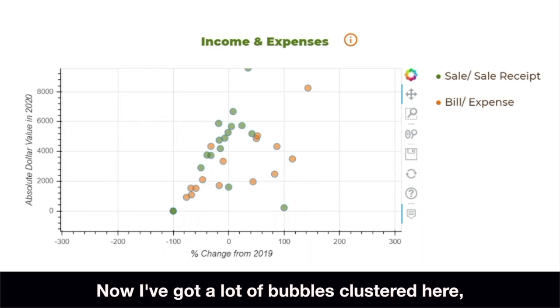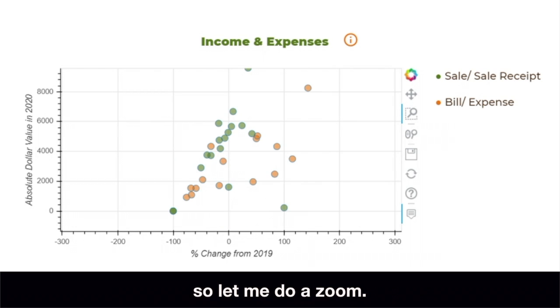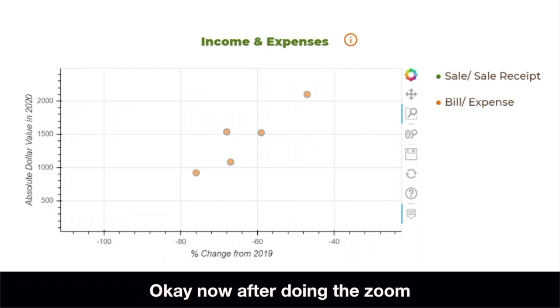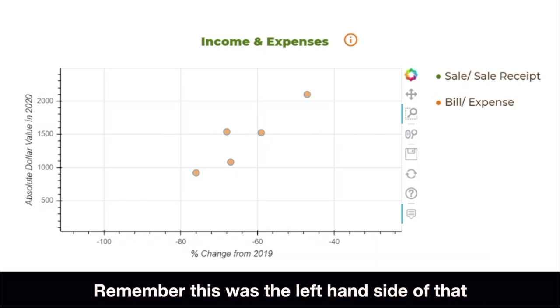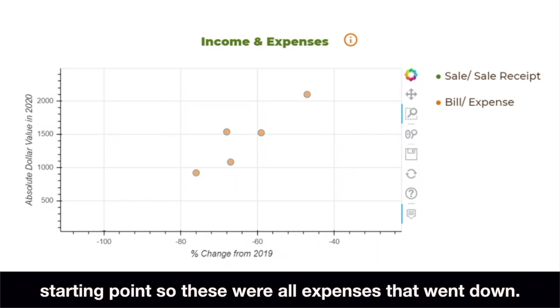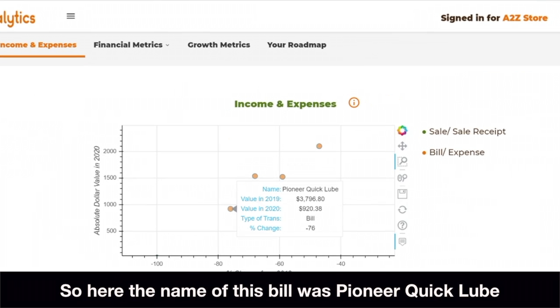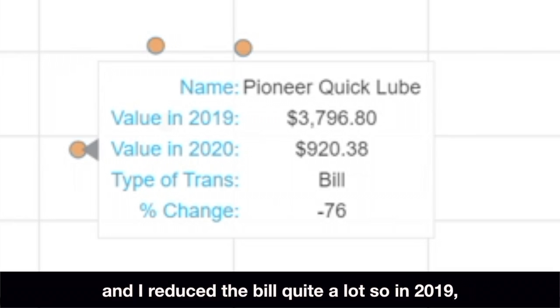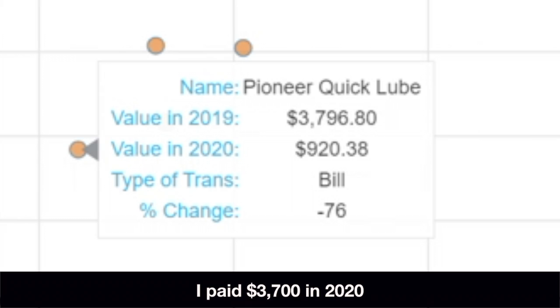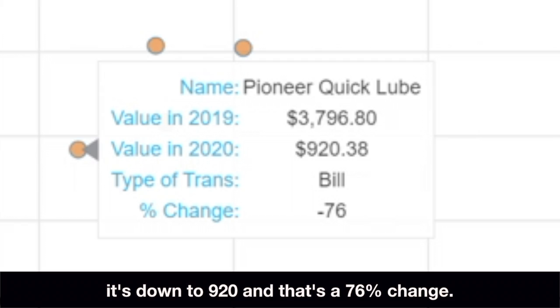Now I've got a lot of bubbles clustered here, so let me do a zoom. Okay, now after doing the zoom, I have some white space and I can read things more clearly. Remember, this was the left-hand side of that starting point. So these were all expenses that went down. So here, the name of this bill was Pioneer Quick Lube, and I reduced the bill quite a lot. So in 2019, I paid $3,700. In 2020, it's down to $920. And now it's a 76% change.